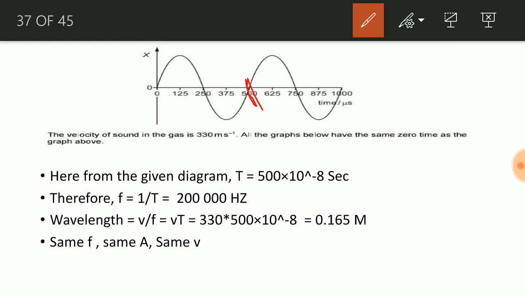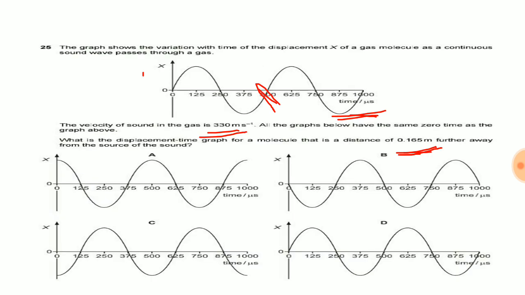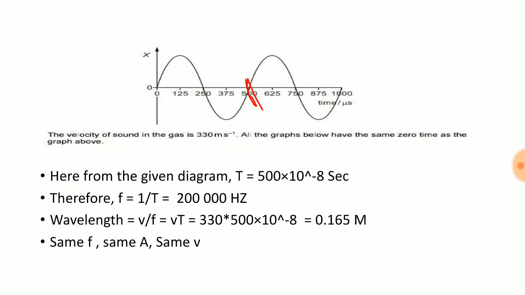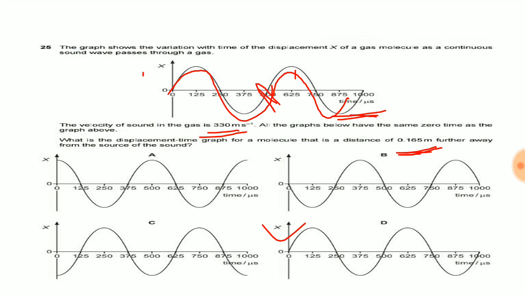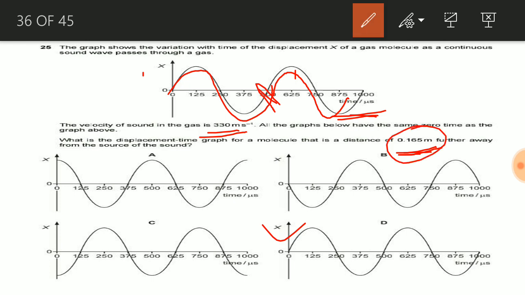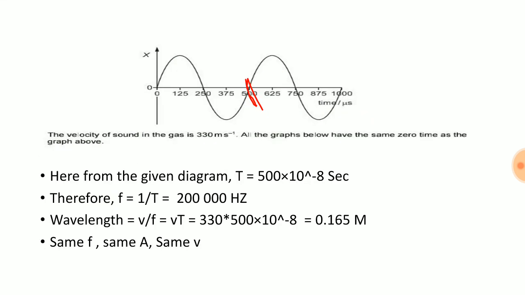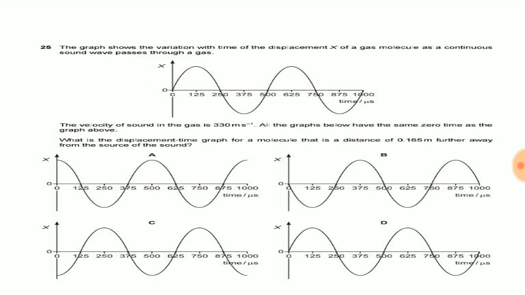The wave will travel that distance, so the wave should have the same frequency, same amplitude. That is in option choice D. Option choice D is the correct answer, because the wave is moving a complete distance, it is again arriving at the same point, and same amplitude, same frequency, everything will be the same. So option D is correct because it is traveling 0.165 meter, which is one wavelength, so everything will be exactly the same as the original graph. Now let us move to question number 26.